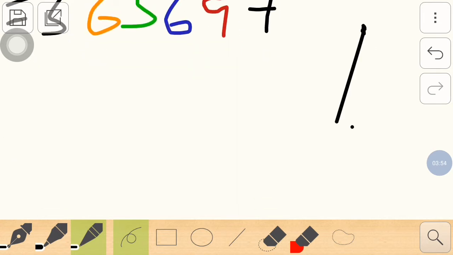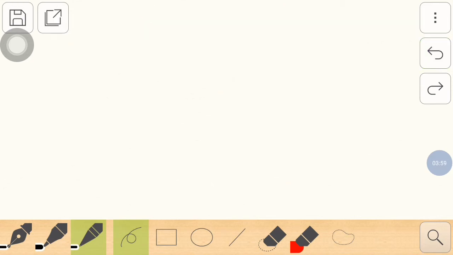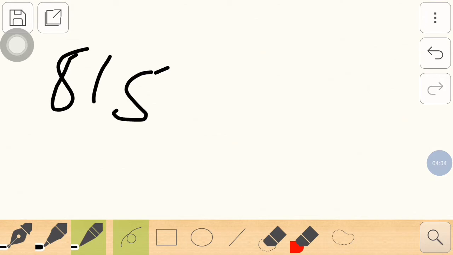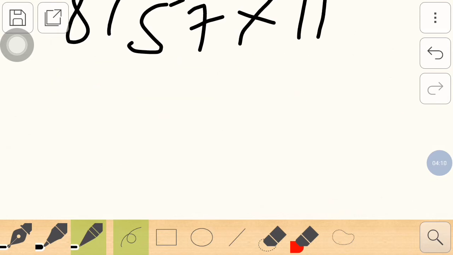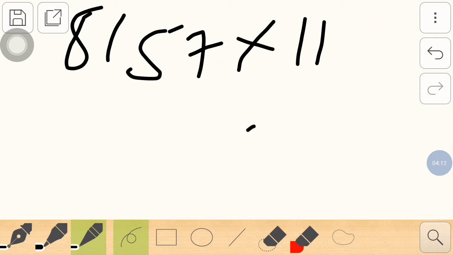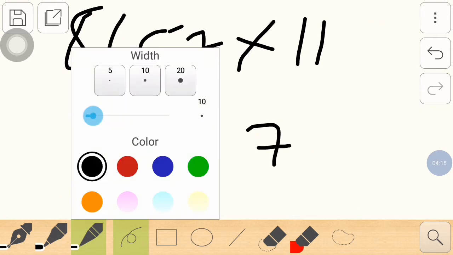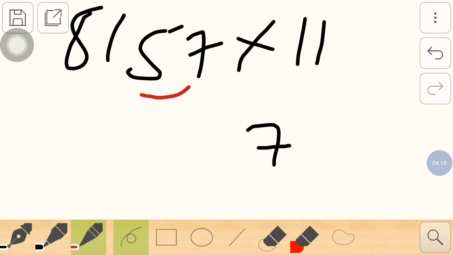Now things become a little interesting when you encounter problems of this nature. Let me put it that way. 8157 multiplied by 11. So the same process, we're going to drop the last number. The next number is based on the summation, 5 and 7, giving us 12. But we're not going to write all the 12 over there. This slot only takes one number. So we're going to write the last digit and carry over the first digit. So in this case, we write 2 carry 1.